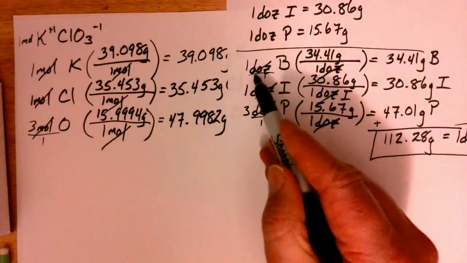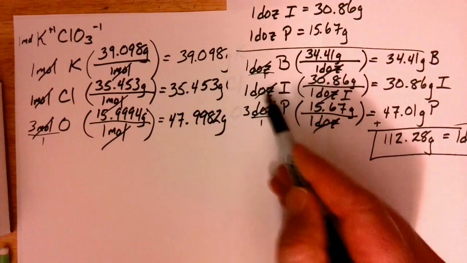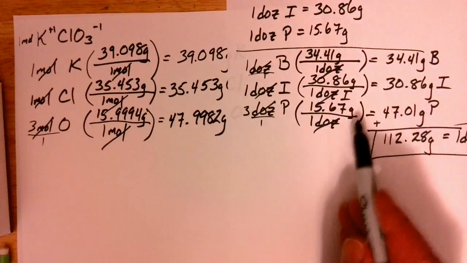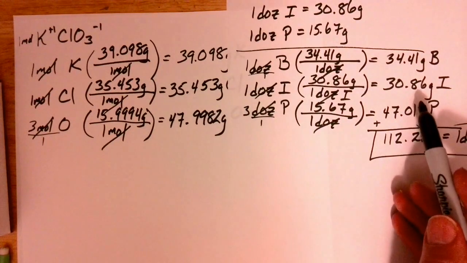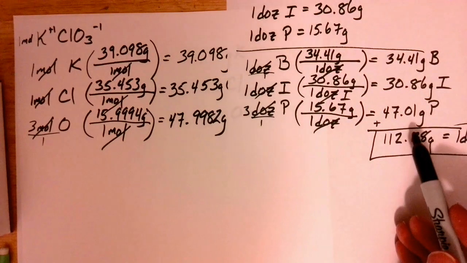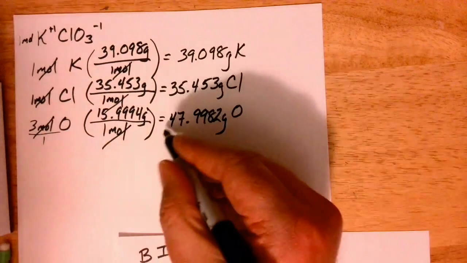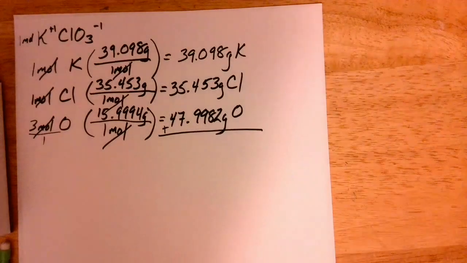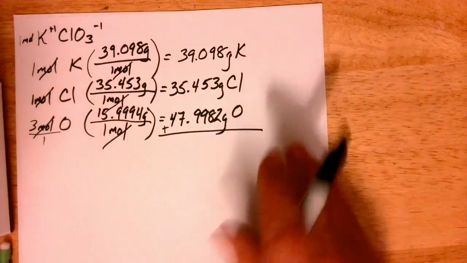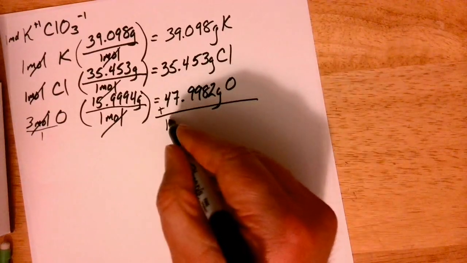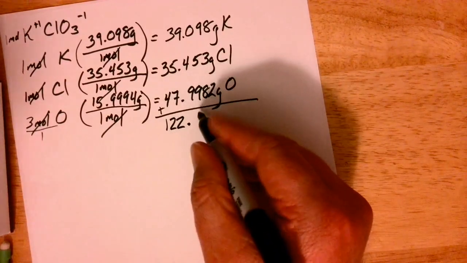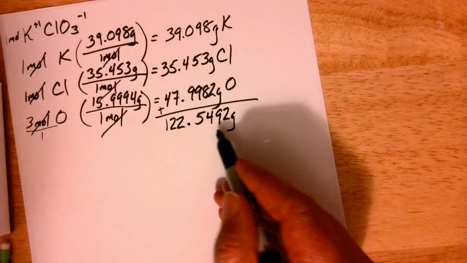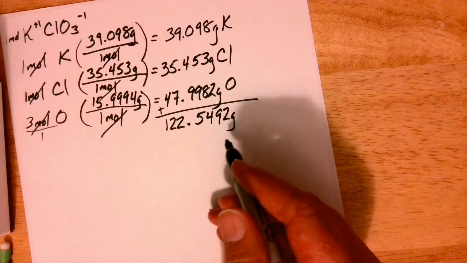Okay, so that's similar to what we did with the BIP3. We took the number of dozen for each one of the component parts, multiplied by how much a dozen of each one of those items weighed, and then to find the weight of the whole thing, we had to add everything together. So that's the same thing that we have to do here. When I add up all these values together, I get 122.5492. Typically, if you take it about 3 places past the decimal point, you should be fine.